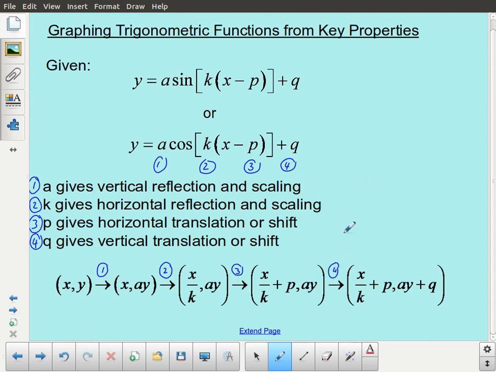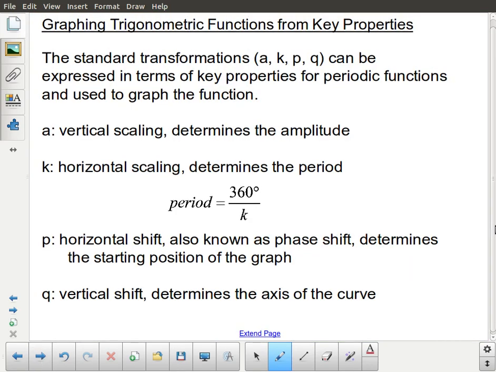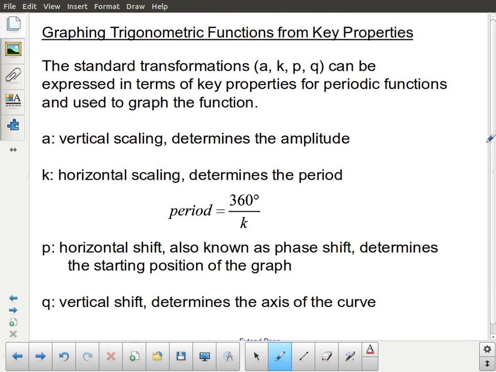This is a perfectly valid way to do it, but I do find it is a little bit more time consuming than looking at key features. So let's take a look at that in some more detail. The key features still match up to the a, k, p, and q. We just use different terms to talk about them, and when you're visualizing, you might think of them a different way.